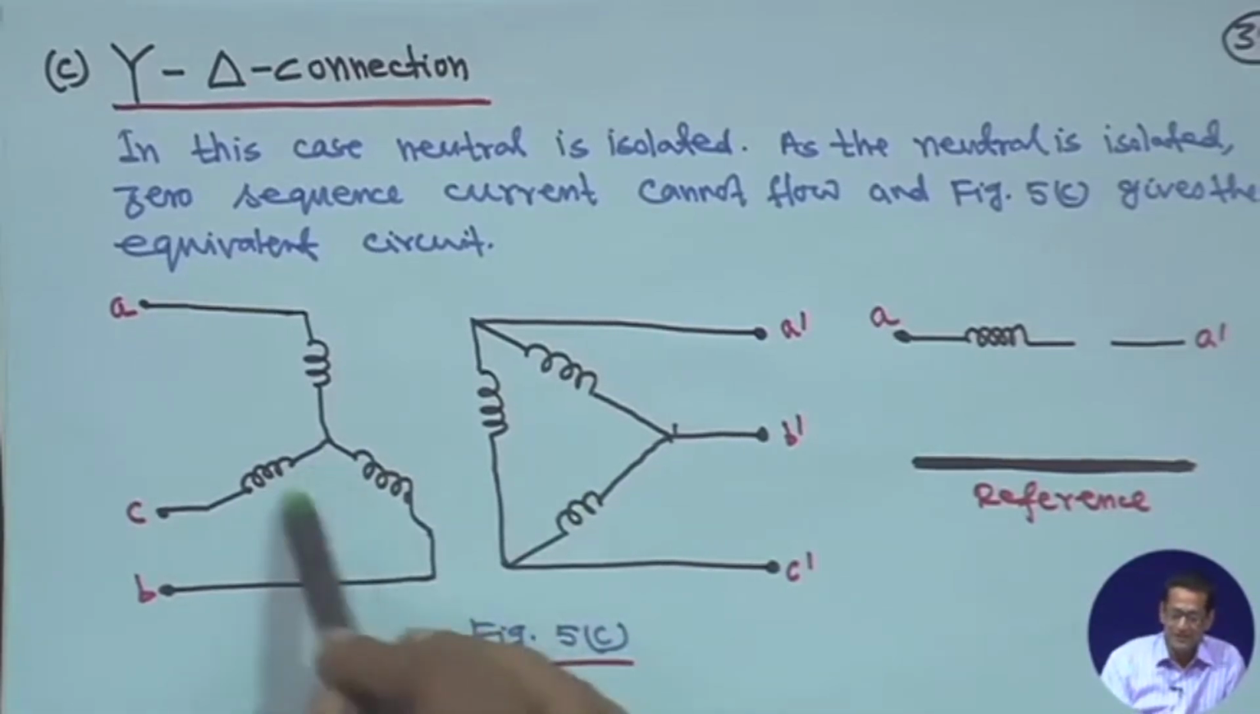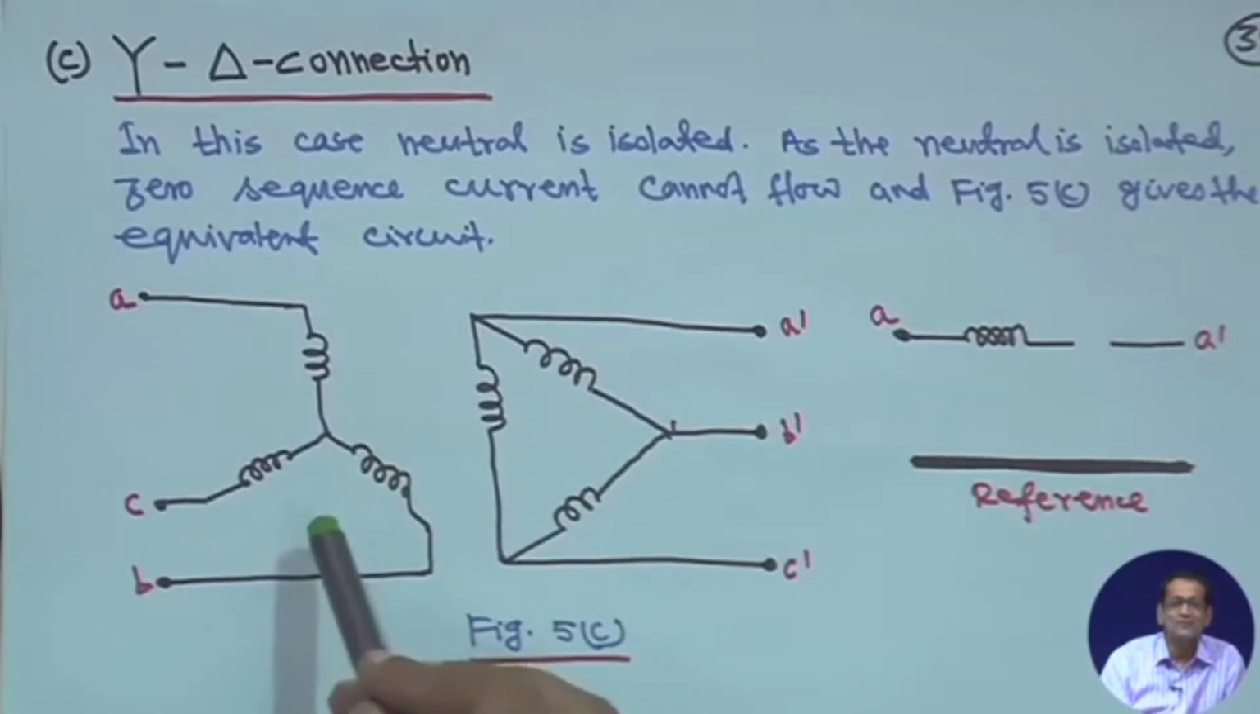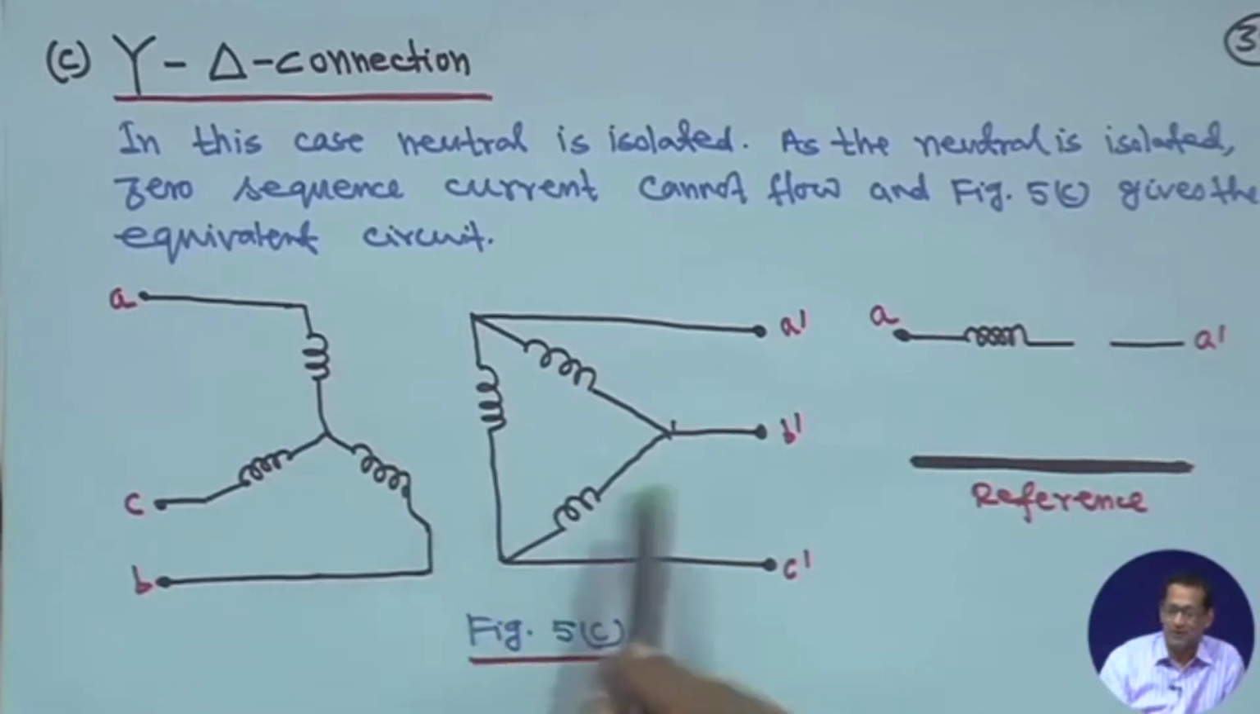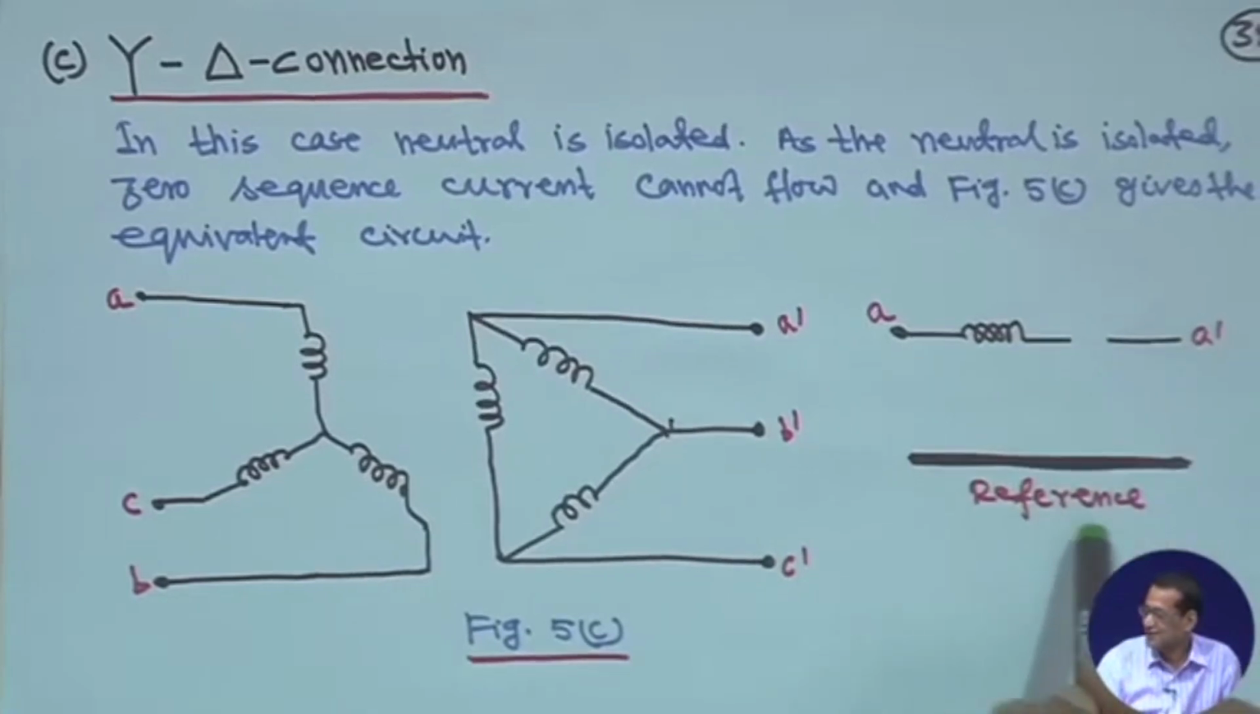So, the star side is ungrounded, no ground. So, no zero sequence current flows, and for delta you know there is no neutral, right. So, this will remain open, and this is your reference one.